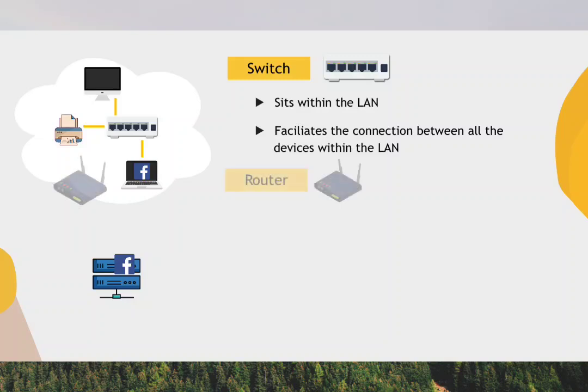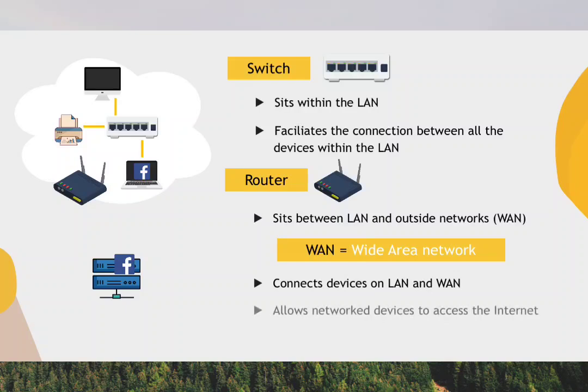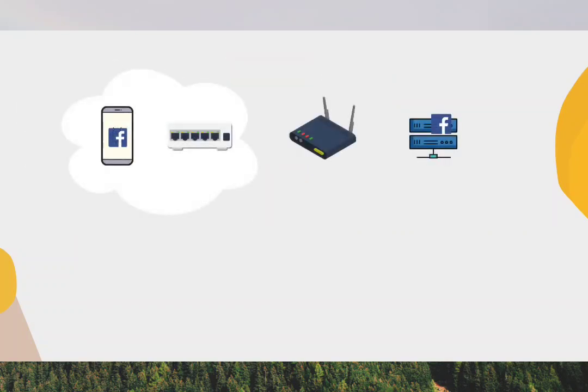No, for connecting to outside devices, there is another special device in a LAN called a router. A router is a network device that sits between the local area network and the outside network, which is also called a wide area network or WAN. So the router connects devices on the local area network and the wide area network, which means the router connects you to the internet. Back to our Facebook example, if you want to open the Facebook app on your phone, it will send a request to the router, then the router will send the request to the Facebook server over the internet.